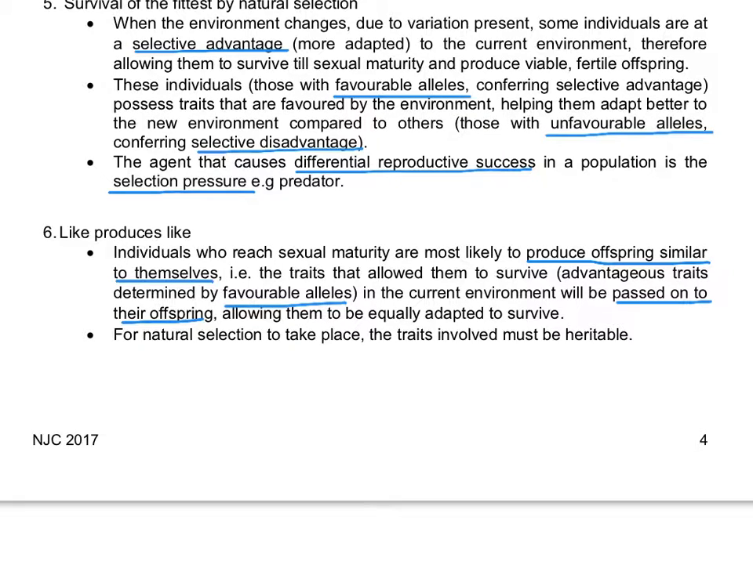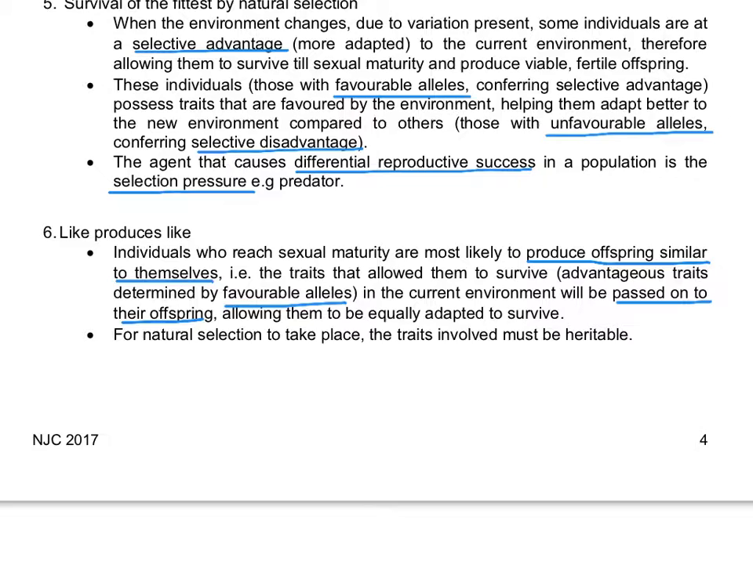Because of the selective advantage that some individuals have, they have differential reproductive success. And then we go to the next one, which is like produces like. If you have certain traits or phenotypes, you will pass on these genes and alleles to your offspring, and they will have traits similar to the parents. When these individuals mature and reproduce, they will produce offspring similar to themselves. So over time, you are passing down the favorable alleles to the offspring.